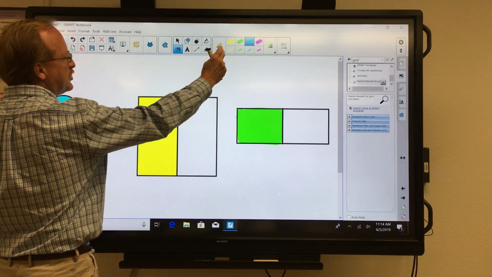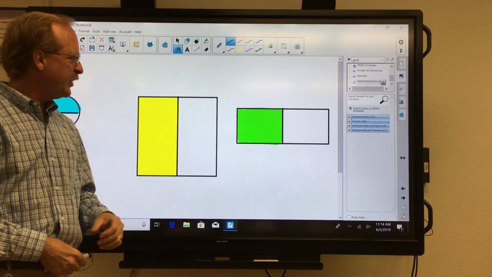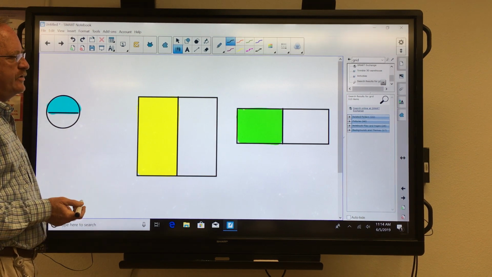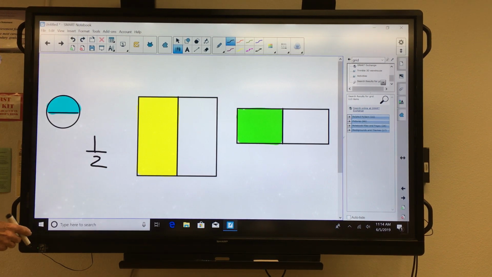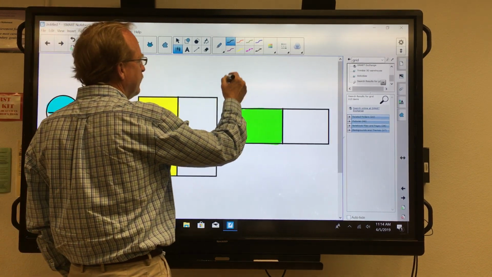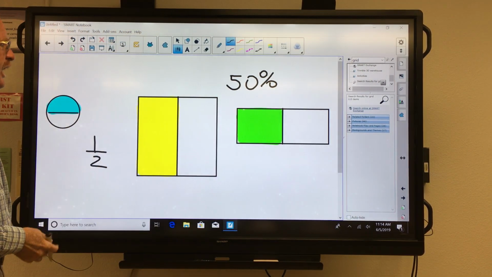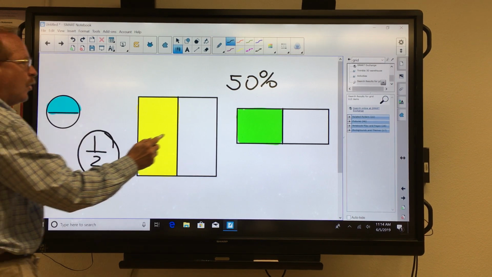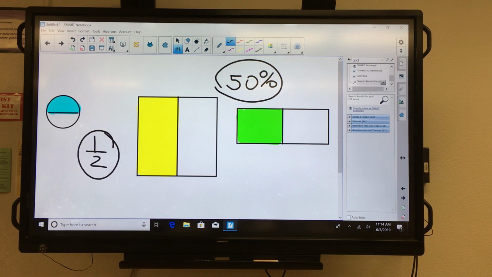Now, I've got some shapes here, and I have a circle and a squarish and a rectangle, and you'll notice that I colored half of them. So I think if you were asked, what part of the figure is colored, you'd probably say 1/2. And if I said to you, well, I colored 50% of it, you'd probably go, oh, yeah, I can see that. 50% is half of something, and we have that colored. And if you think about it, 1/2 and 50% are really the same thing. It's just a different way to say it.